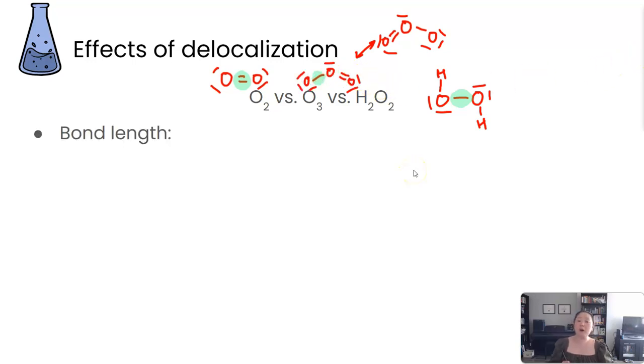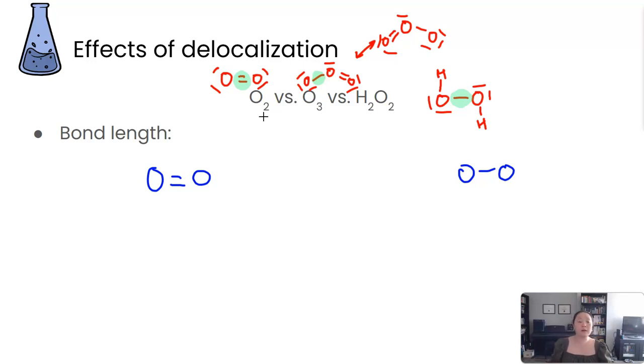Now, if we look at the bond lengths of these oxygen-oxygen bonds, you will find that the bond length of your oxygen-oxygen single bond is longer than the bond length of an oxygen-oxygen double bond. And if you're in the IB program, you will find that the bond length numbers are actually in your data booklet, and you can see these numbers for yourself.